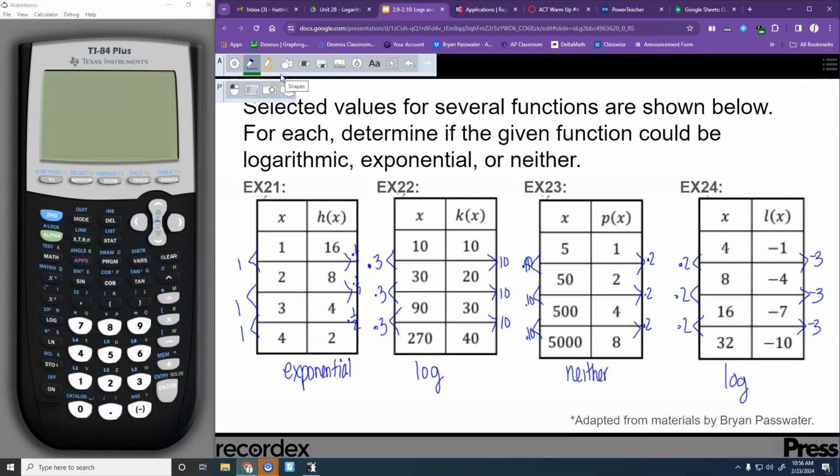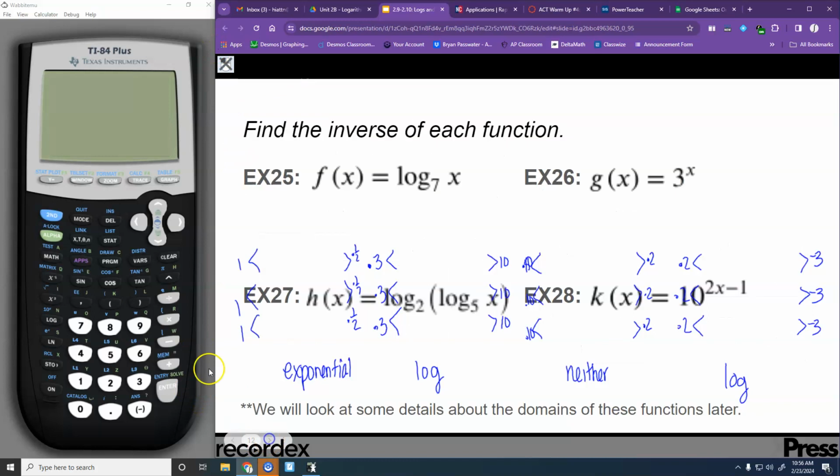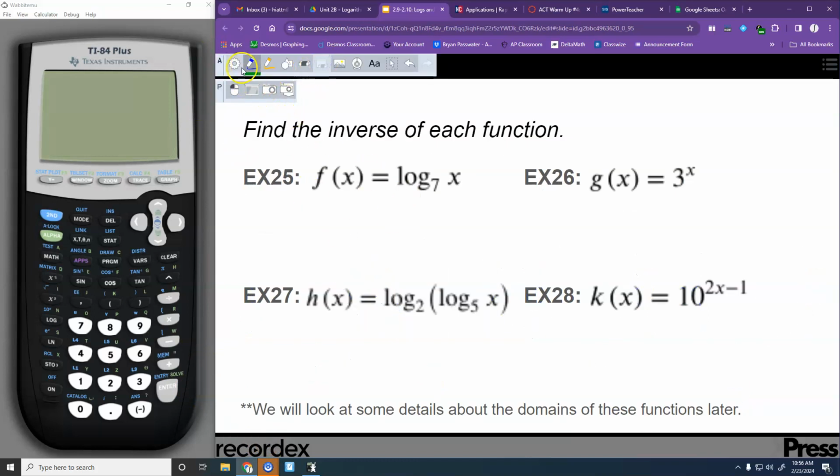So being able to identify those from tables is something we'll be asked to do. Actually, the homework doesn't have any tables on it, but they will show up. All right. Now, let's work on finding inverses.